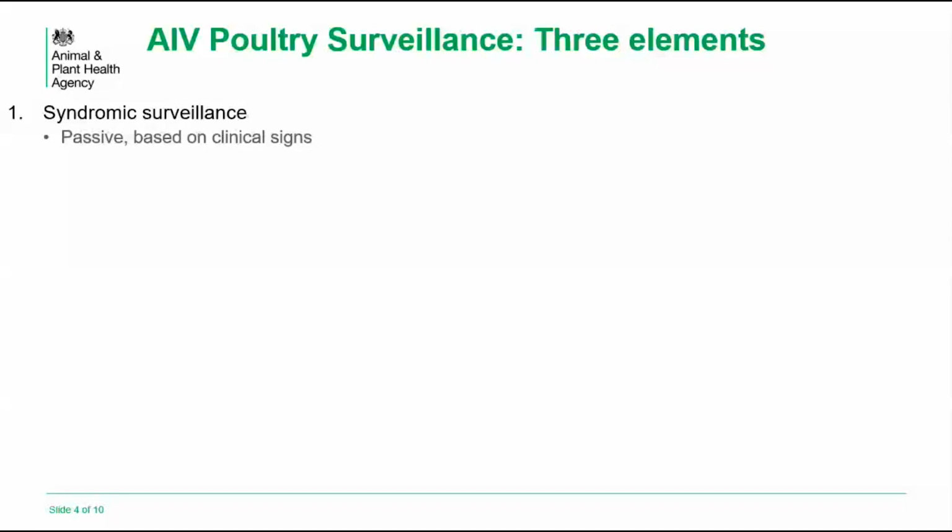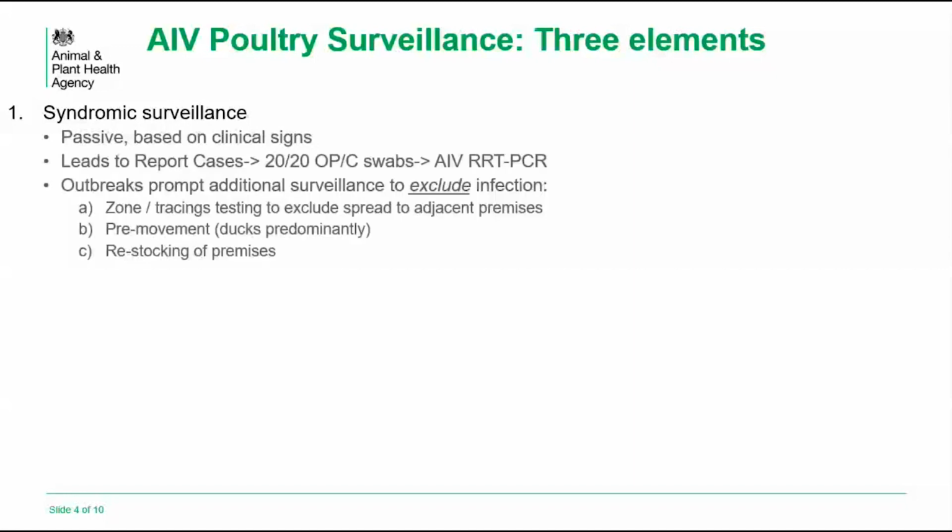We're not talking about the outbreaks in any sort of detail, but the confirmation of an outbreak prompts additional surveillance in order to get evidence which excludes infection, which will include the zone tracing, pre-movements to obtain permission under the statutory conditions, say to move birds, predominantly ducks, and restocking. That last one we may not have much time to go into.